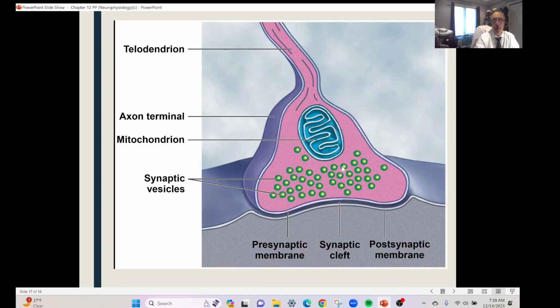So let's say here, this would be the axon terminal of an axon. Right here's the telodendria. And then in here is where the neurotransmitters are. Notice this axon terminal doesn't touch the postsynaptic cell. There's a space there, right? That gap would be the synaptic cleft.